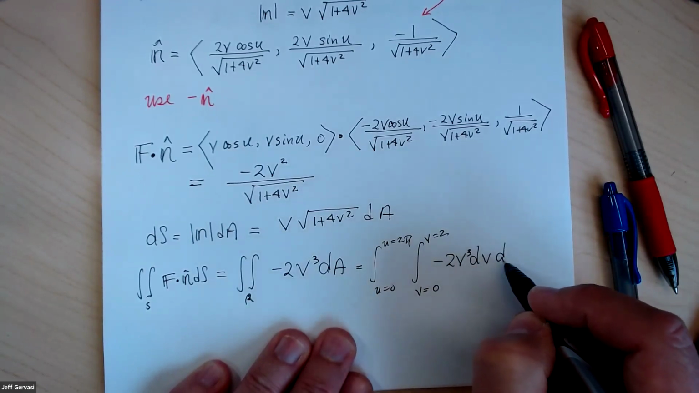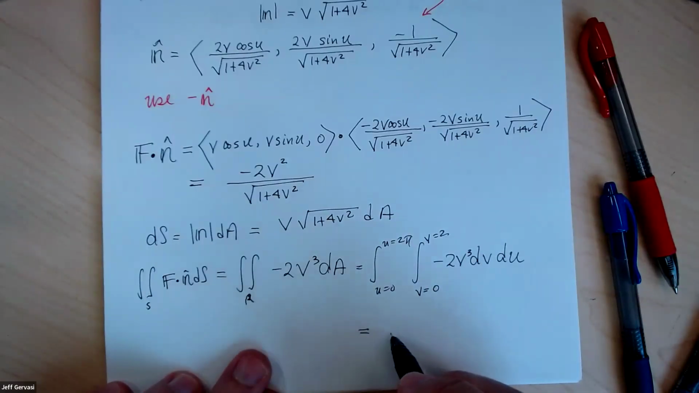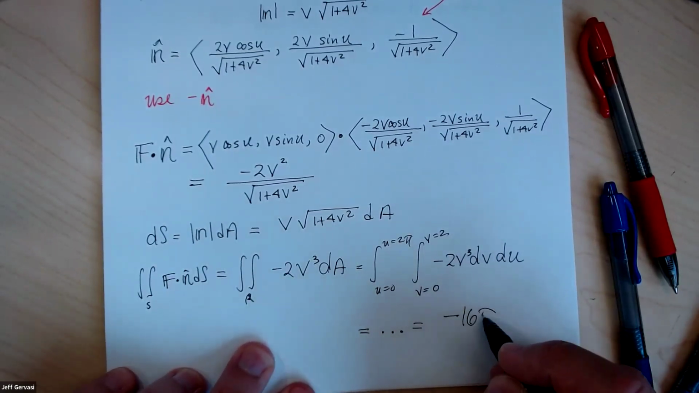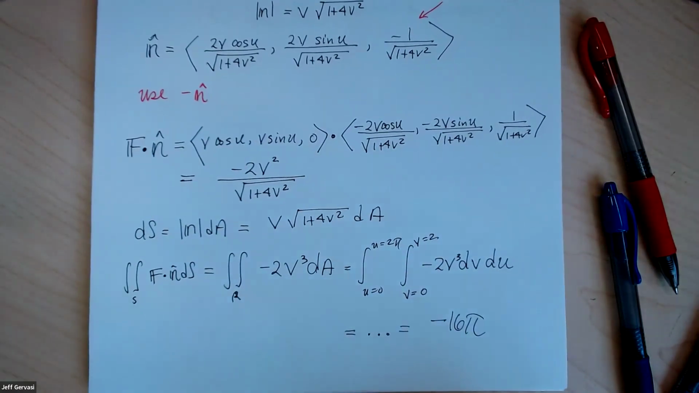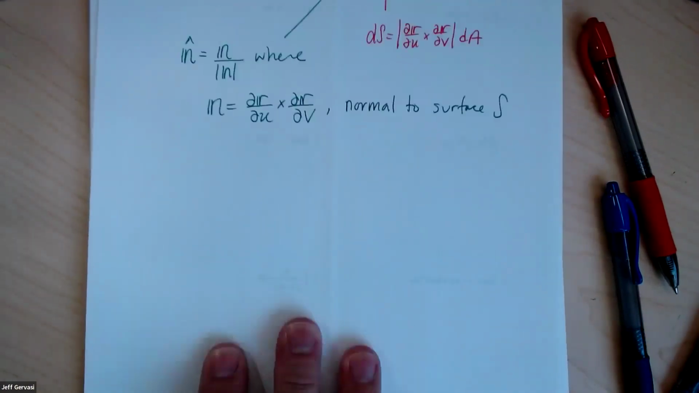And as usual, straightforward integration. Okay. And once again, I will leave it to you to fill in the details. Final result is negative 16 pi. Okay. All right, one more, last one.